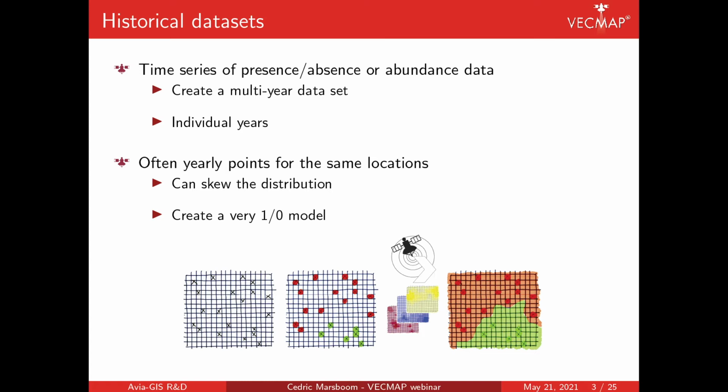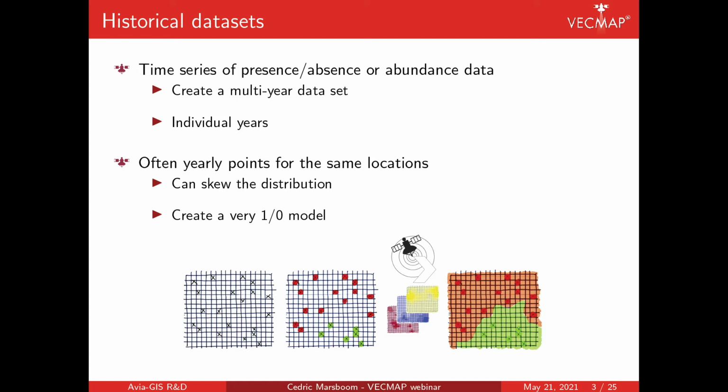One of the issues that comes with historical data sets, for example if they come from longitudinal studies, is that you have yearly points for the same location. So you have quite a strong cluster of points on roughly the same location, or roughly the same covariate values. That's what it basically comes down to. And that can skew your distribution model quite a bit.